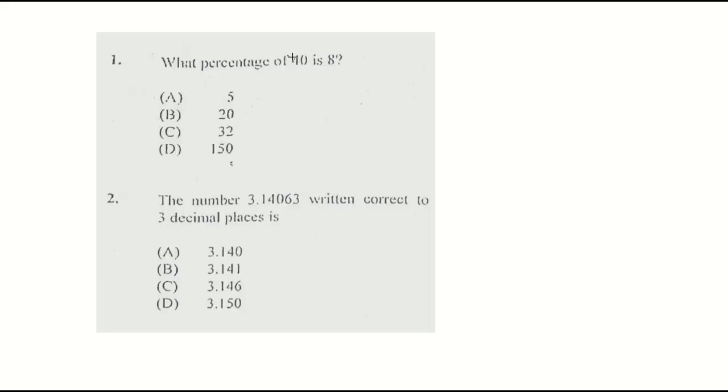What percentage of 40 is 8? We did this, it was 20. It was 8 over 40 multiplied by 100 over 1. Cross out the zeros, 4 into 4 is 1, 4 into 8 is 2, 2 by 10 is 20. Write this number correct to 3 digits. The answer was B, right?